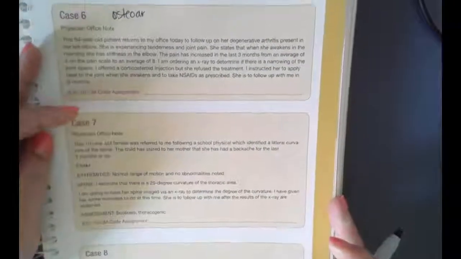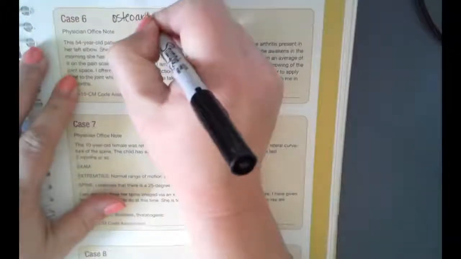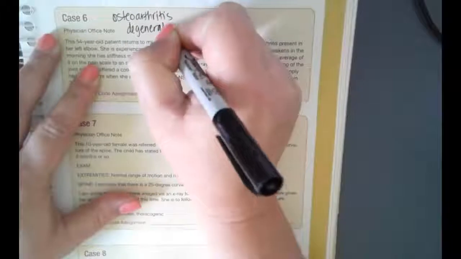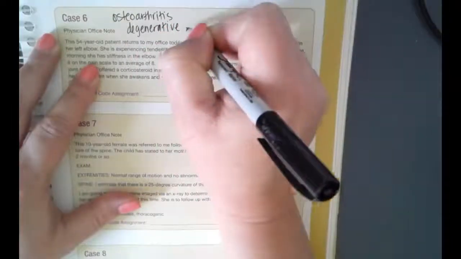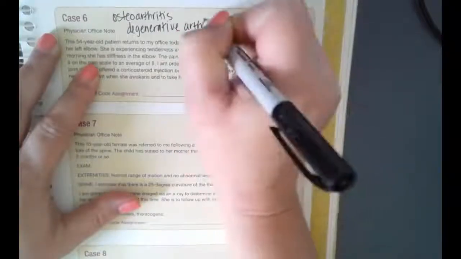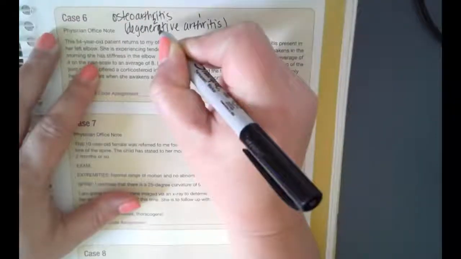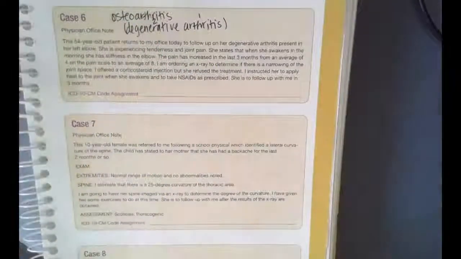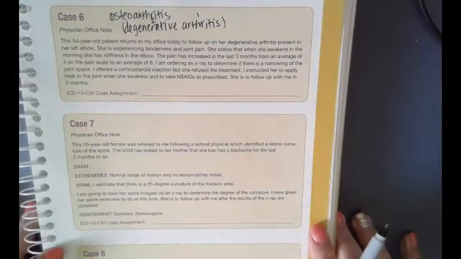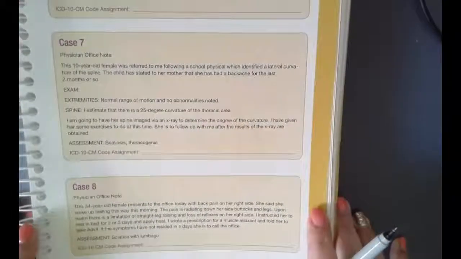Let me bring this down a little, sorry. But I'll also put in here degenerative arthritis in parentheses, so that would be 1 and then 2 here, so you know to look up arthritis first, then degenerative if you're going to look that one up. But osteoarthritis I think would do the trick there. Alright, so for case 8 down here at the very bottom, let me move that up.